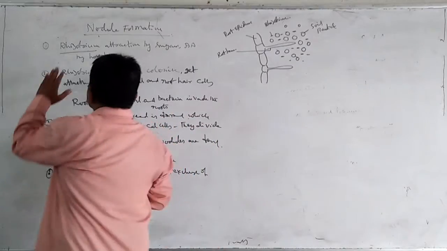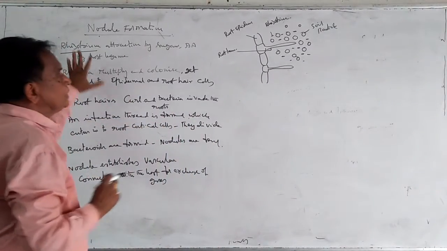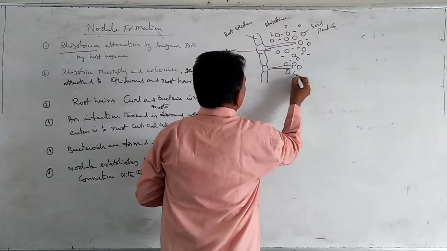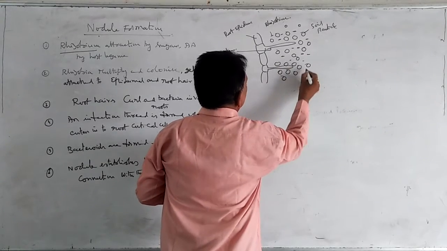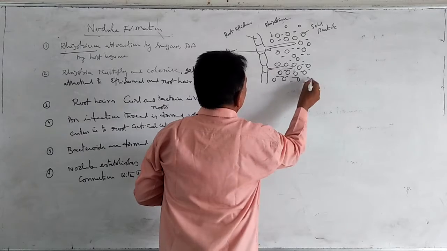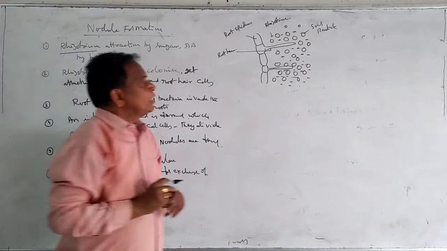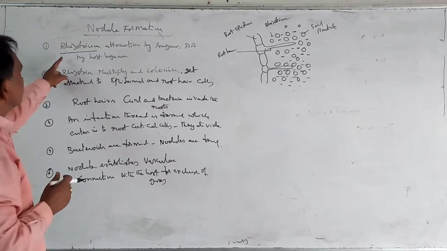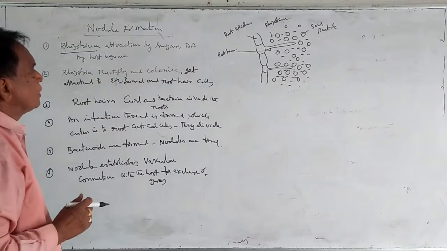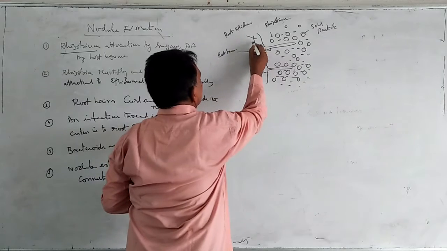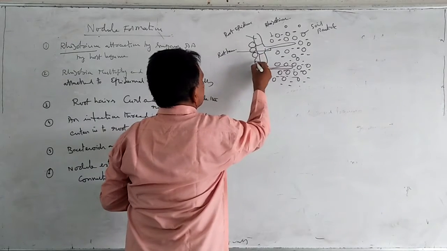Nodule formation takes place in different steps, in different stages. In the first stage, this is the root hair, this is the host plant epidermis, and this is the cortex.